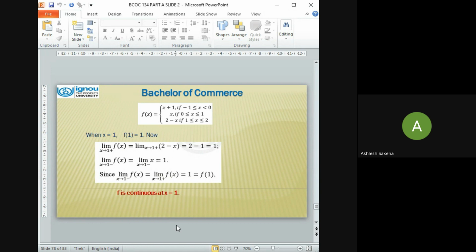Is that clear? In this problem, we have shown that the function is discontinuous at x equal to 0, but it is continuous at x equal to 1.